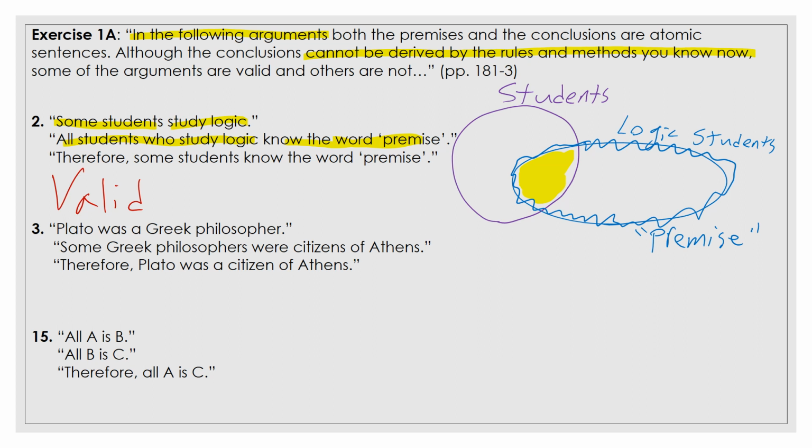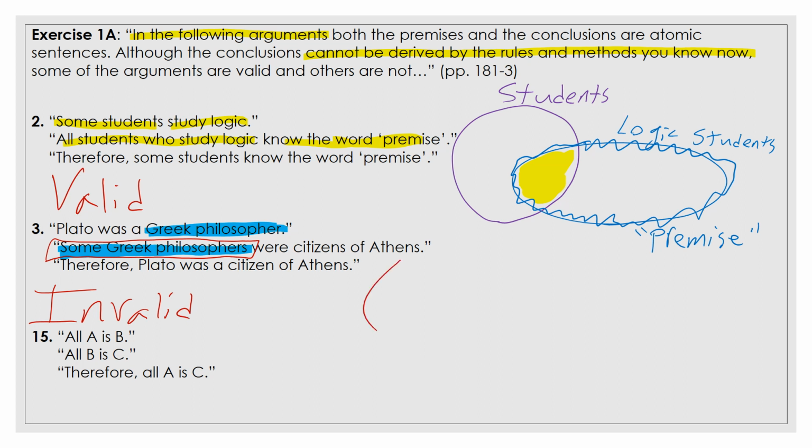What about 3? We're told Plato was a Greek philosopher. Some Greek philosophers were citizens of Athens. Therefore, Plato was a citizen of Athens. Notice in the second premise, we're told that some Greek philosophers were citizens of Athens. We're not told that all of them were citizens of Athens. In the first premise, we're told that Plato was a Greek philosopher. Would it thereby follow that Plato was a citizen of Athens? Doesn't seem so. How could it be? We only know that some Greek philosophers, at least some of them, were citizens of Athens. We're not told that all Greek philosophers were citizens of Athens, so this has to be an invalid argument.